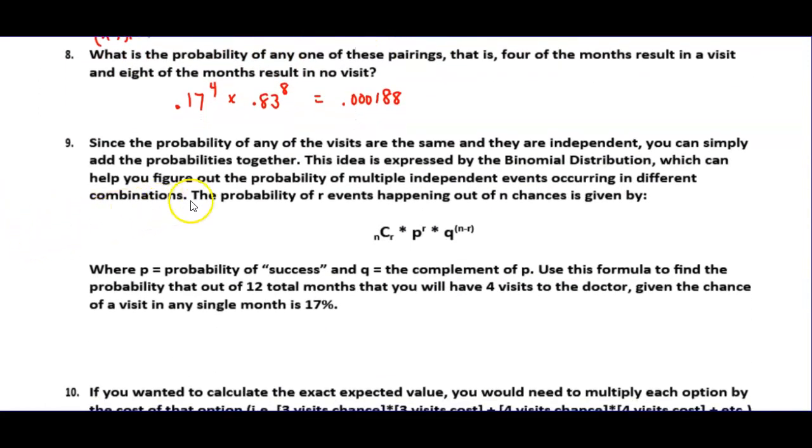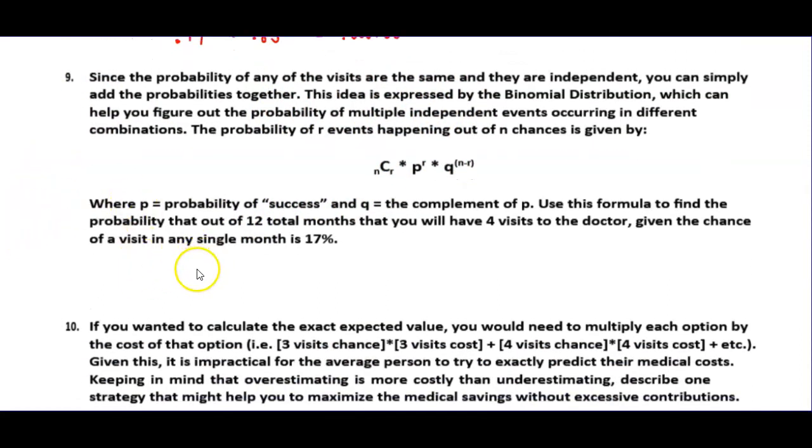Okay, so the probability of any of the 4 visits are independent of each other. You can just add those probabilities together. So we'll skip all this binomial distribution stuff, but the way it goes is you are going to multiply the ways that you could do those 4 months, which was 495 combinations, times 0.17 to the fourth times 0.83 to the eighth. So of all the ways we could do it, which of those happen to be 4 months? And it comes out to about 9.3% of the time we're going to end up doing that.